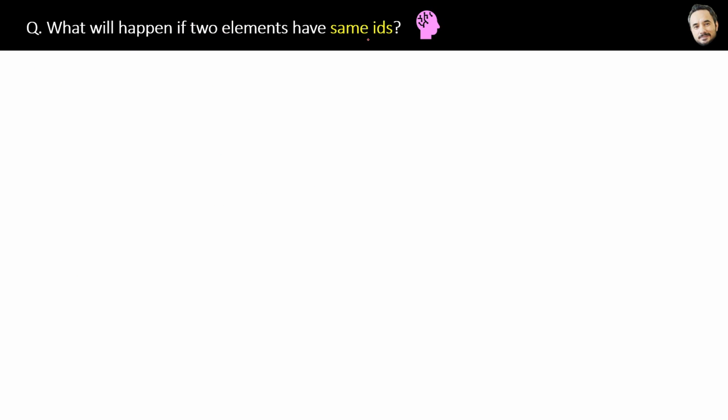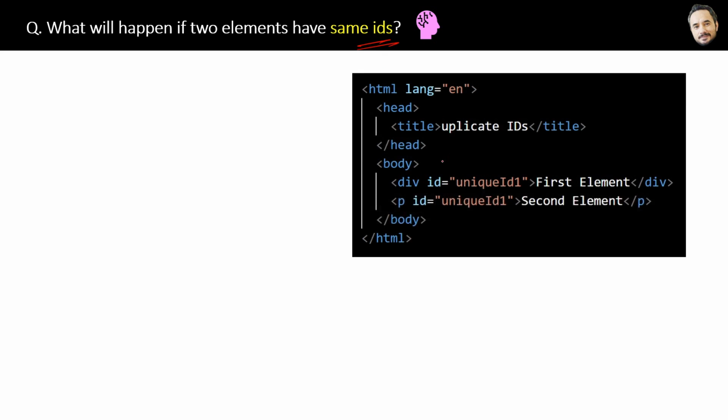A short question, or you can say a scenario based question, is here. What will happen if two elements have the same IDs? Like this in the code where the div and the paragraph have the same IDs. Now what will happen? Maybe in the browser there is no direct impact, okay, but it will be considered as invalid HTML.